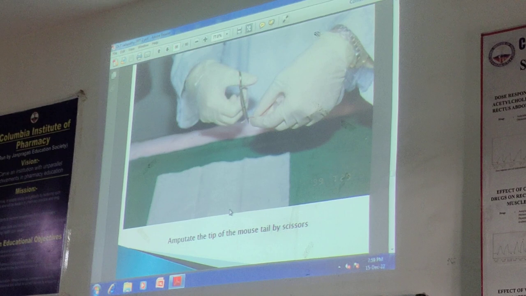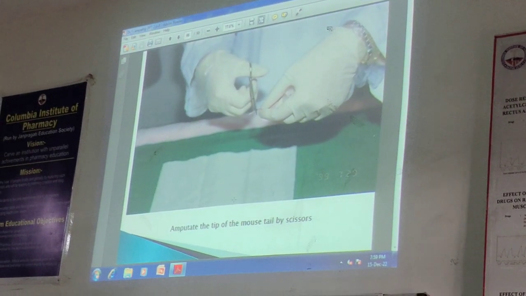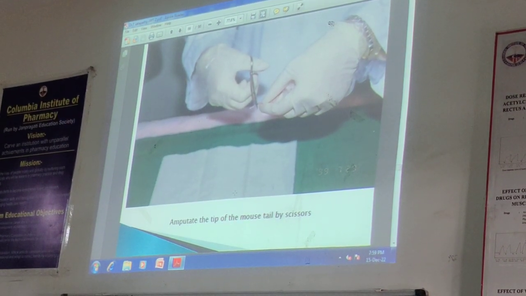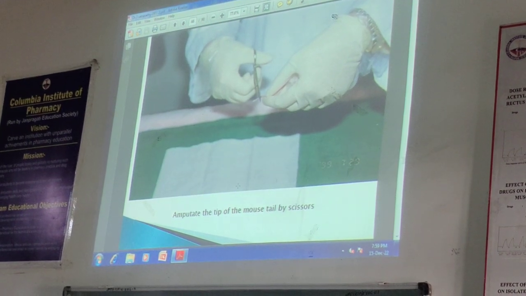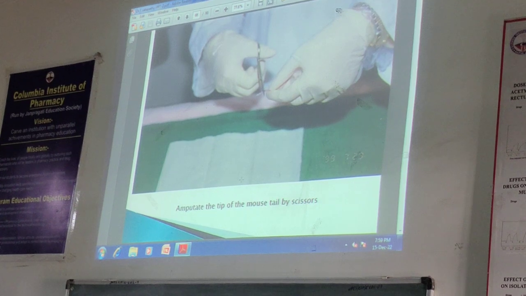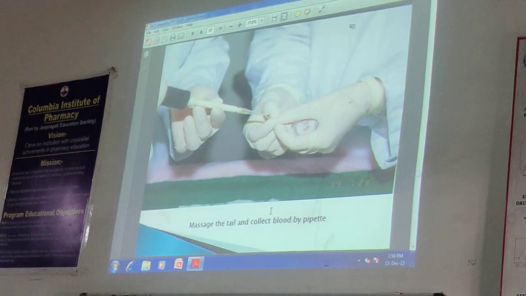This is the tail cutting method, directly cutting a portion of the tail, because sometimes the tail vein is not visible properly, and then sometimes it is very difficult to insert or prick the needle into the lumen of the vein and collect the blood. This is another method, tail cutting.